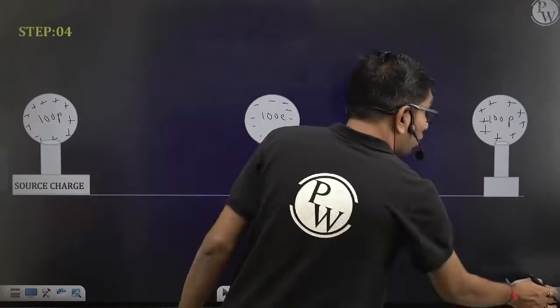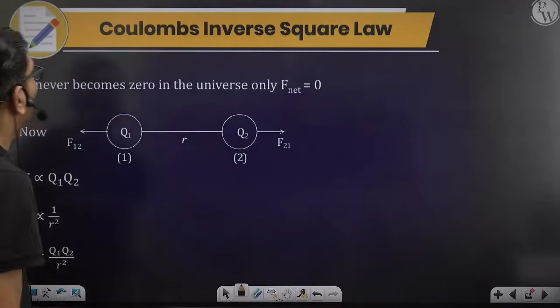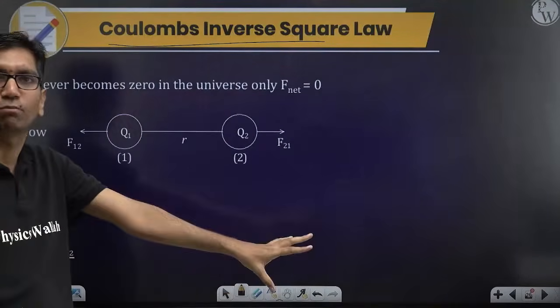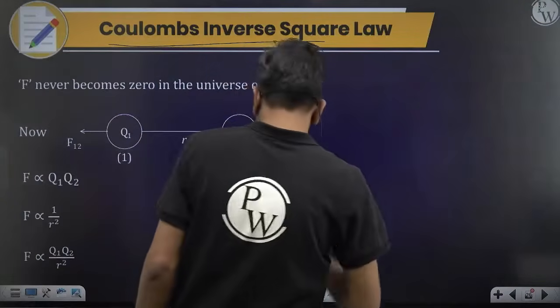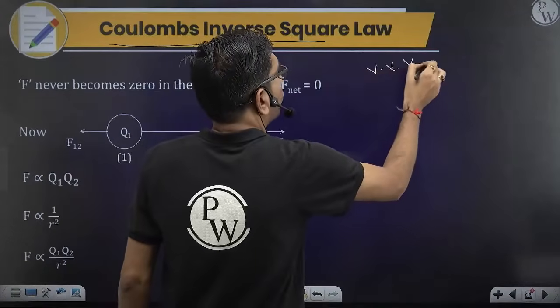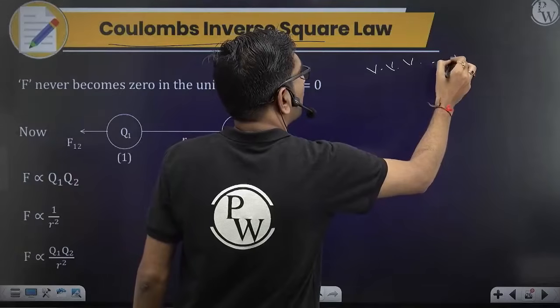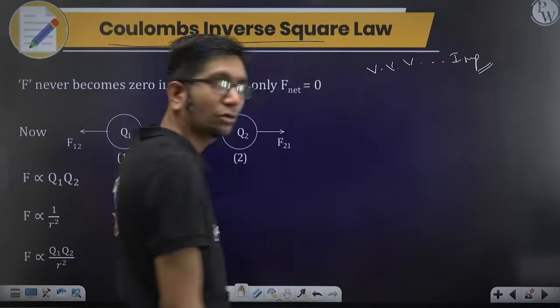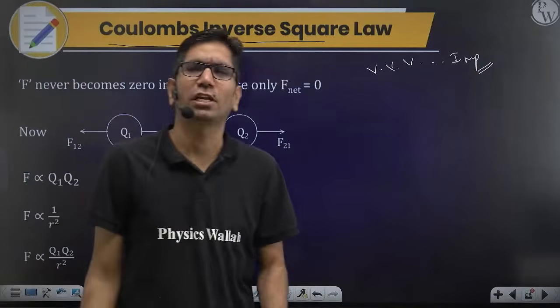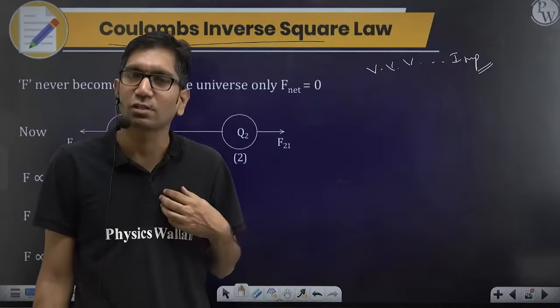Concept based questions he may ask you. Next one is Coulomb's inverse square law. Very, very, very important, beta. I hope you have solved so many numericals on this one. So very, very important. There is one best trick to solve all the numericals. I will tell you the trick also.